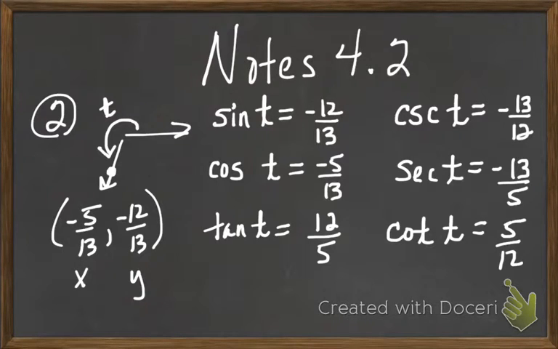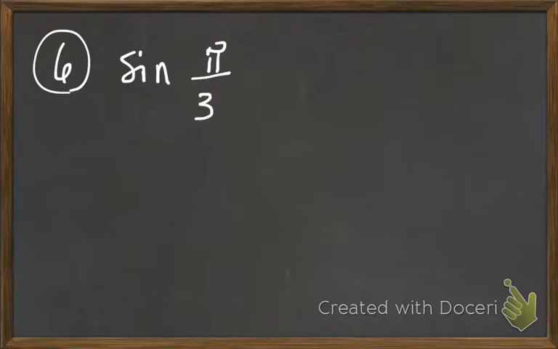So don't get confused. They've left the 45s out of this diagram. It says use the x and y coordinate in the figure to find the value of each trig function. So this time we only get to find one thing. For number 6, they're asking us for the sine of pi/3. Sine is the y value. Cosine is the x value. Tangent is y divided by x.